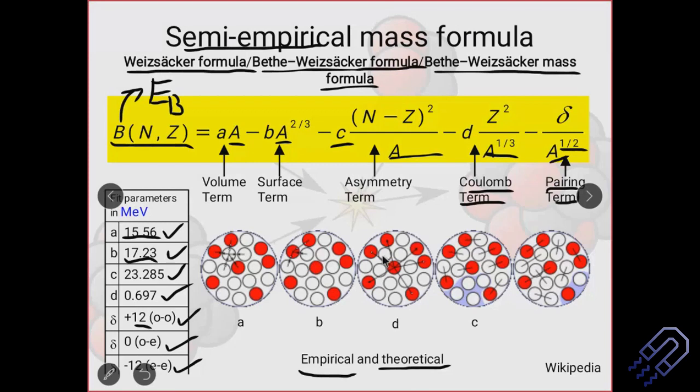Then what do you mean by D? D is the Coulomb term, okay? So Coulomb term means, if this is a proton, okay, red they have considered as proton, sorry. So let's consider red as proton. So if this is a proton, this will be a proton, this will be a proton, this will be a proton, this will be a proton, this will be a proton.